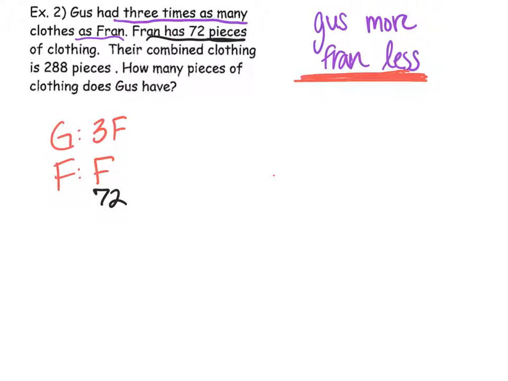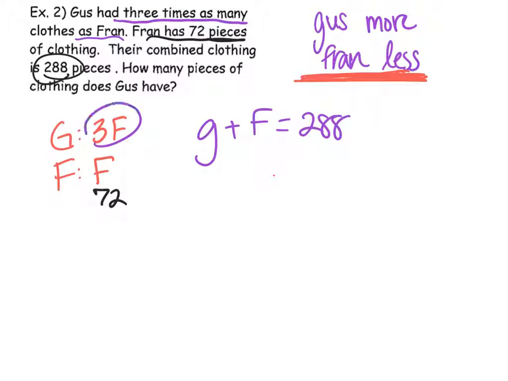My math equation has to be the 2 people added together. Gus plus Fran equals 288. Gus plus Fran equals 288. All right, for G, now we're substituting in. What did I say that G was? Plug it in directly. 3F. Because I read the sentence.